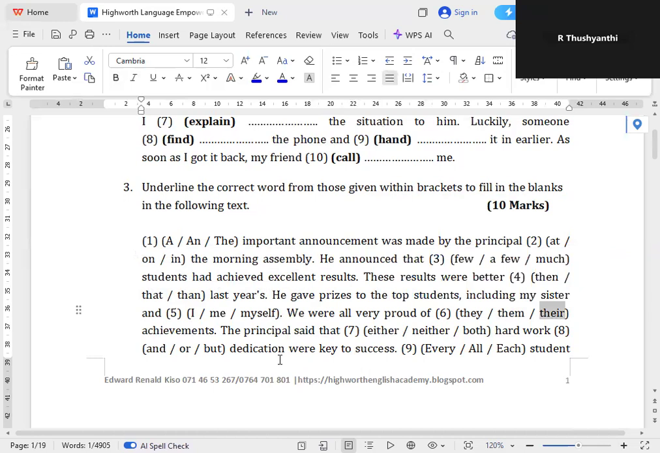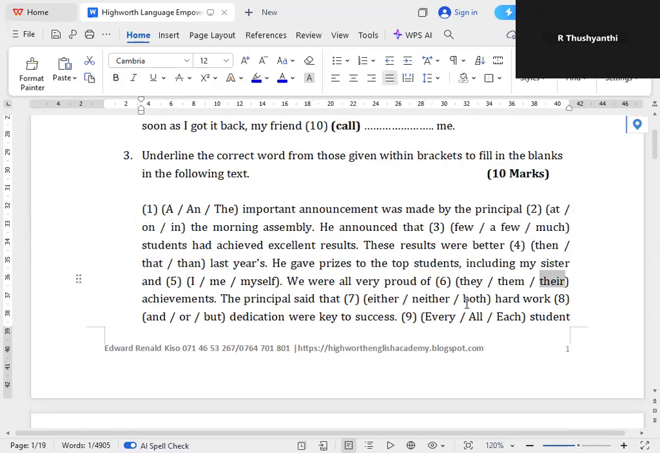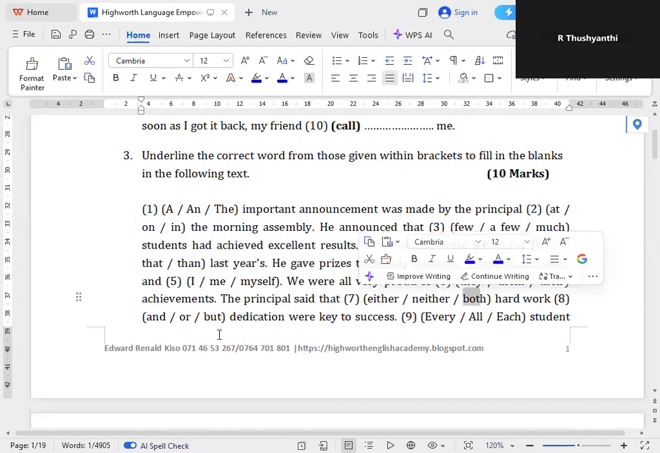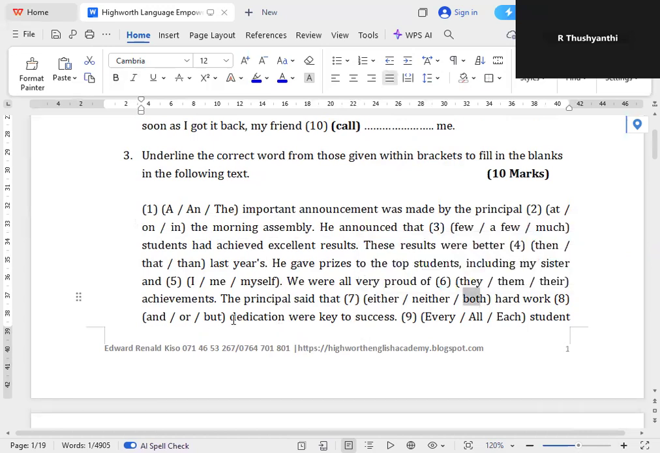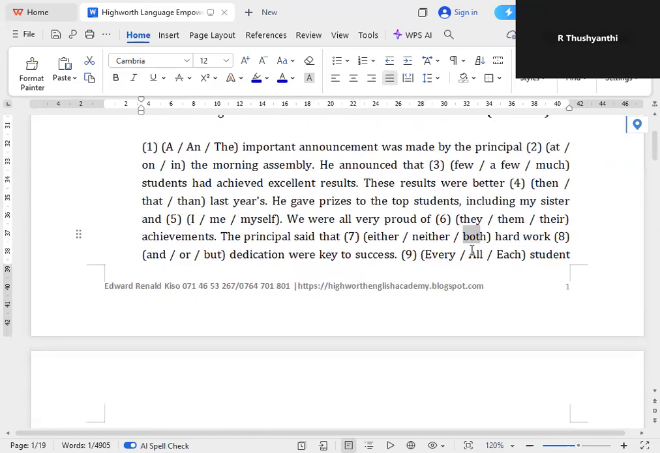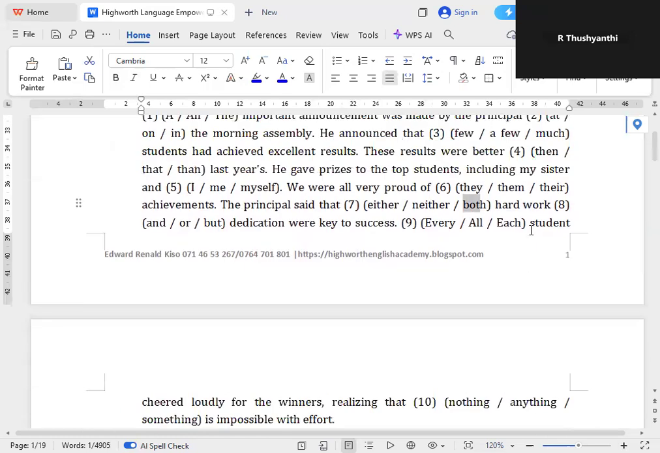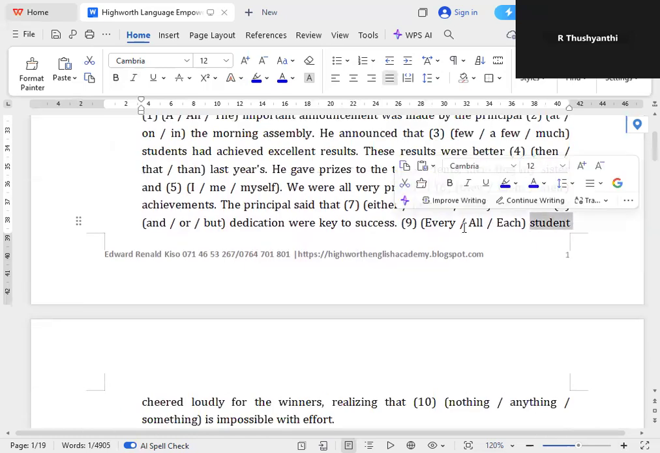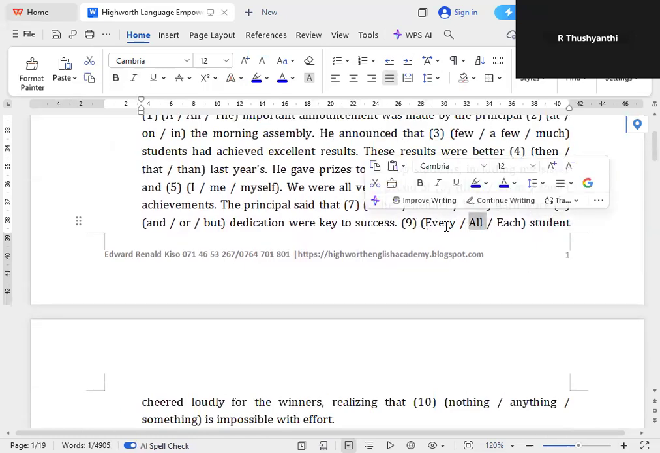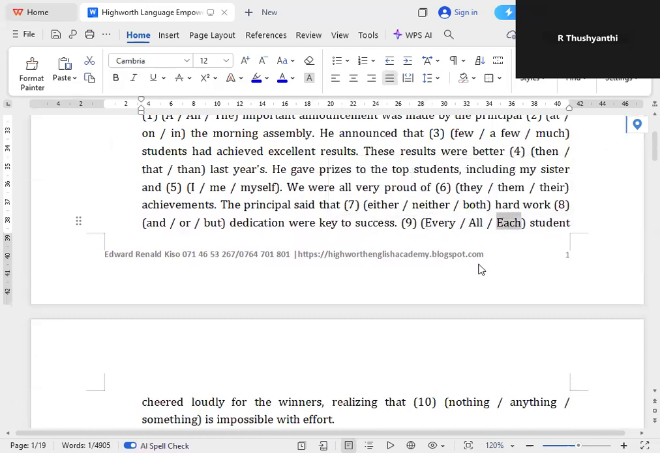The principal said that both hard work and dedication were key to success. Each student, you can't say all student, right? We can say all only if student is in plural form. You can't use all here. Every and each. Okay, here the correct one is each student.